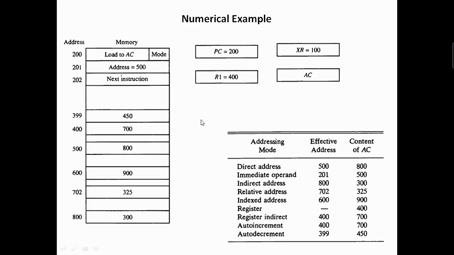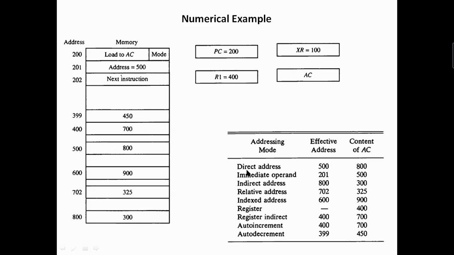So the first addressing mode is the implied addressing mode. There we know that we don't have any address, and then we can go to next.